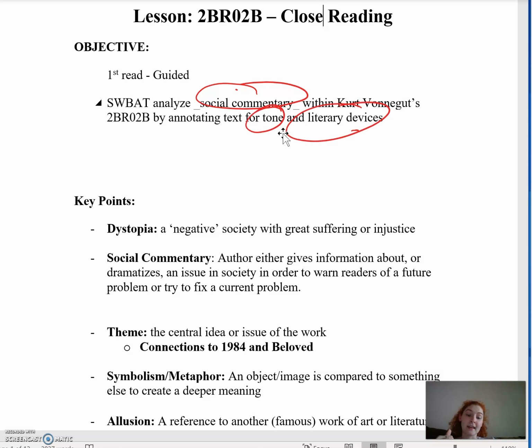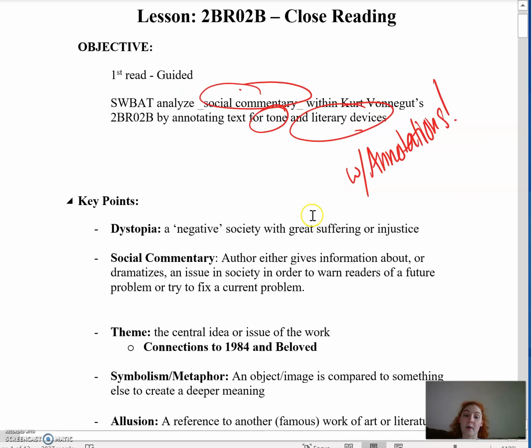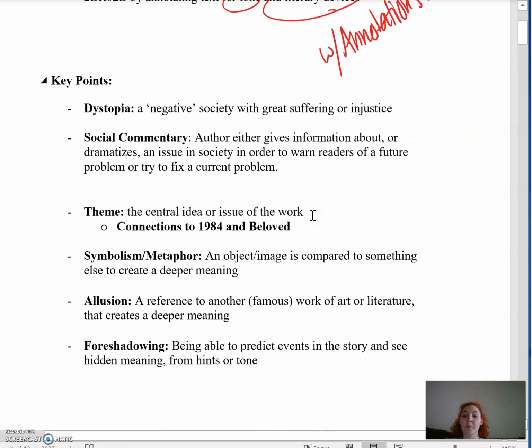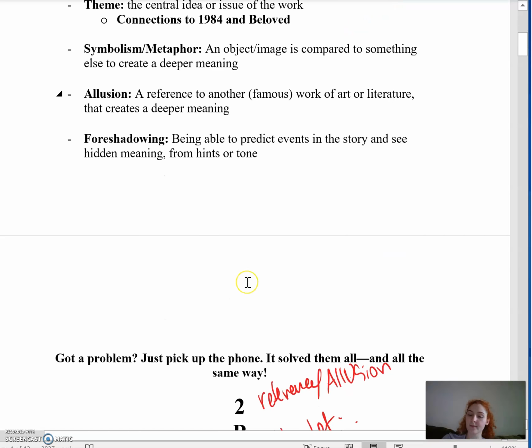I'm going to be annotating the text as we go, and my annotations are going to show up just like this. Sometimes my handwriting will be messy. I promise I'm trying. Our key points are right there on the screen. You need to know dystopia, social commentary, theme, especially connections for 1984 and Beloved, symbolism and metaphor, allusion, and foreshadowing are all over the place in this story.